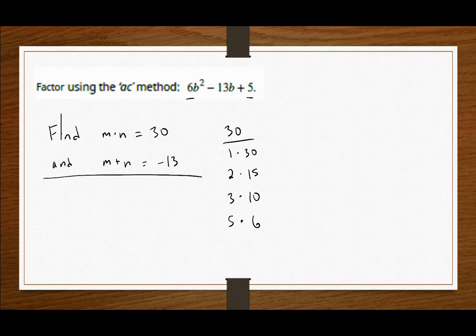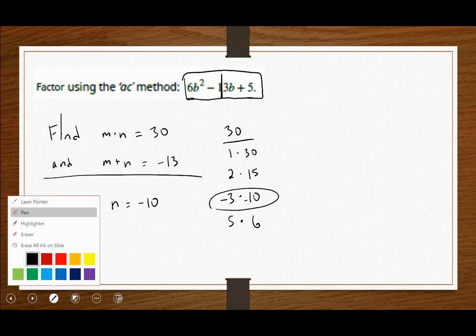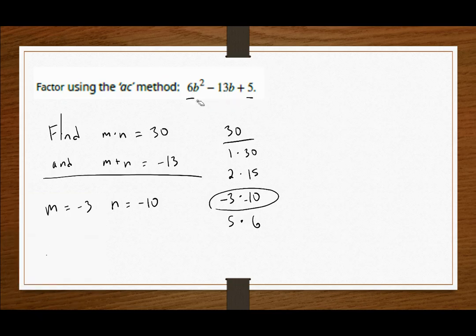Looking at this, again, none of these add up to give me negative 13 unless I give them all negative signs. If two numbers are negative and they multiply together to give me a positive, then I can find that negative 3 and negative 10 would answer my two questions. So those are the values of m and n. Now comes the next part. Instead of going directly to the solution, we take our original trinomial here and we split it up into two parts. We're going to take the middle bit and split it into two pieces, 3 and 10.